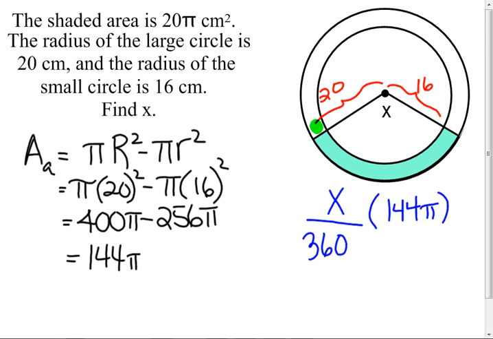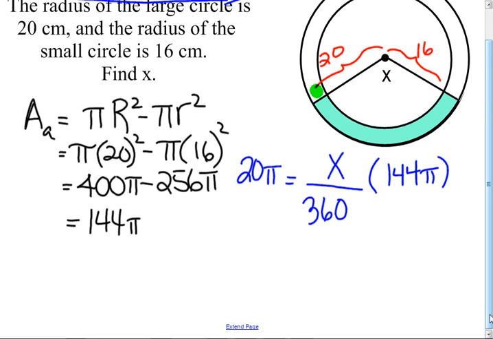What's that equal to, Cole? It says the shaded area is what? 20 pi. Now, if we can get that, that's the geometry. The rest is algebra.